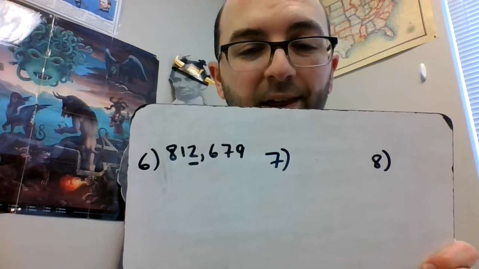So let's look at numbers 6 and 7 and 8. And again, the directions say, state the value of the digit 2 in each number. So it's 2 in a place value. You got to see how much is that worth, right? What is its value? So in number 6, we have the number 812,679. And again, they're asking for the 2. Well, the 2 is in the thousands place, so its value equals 2,000.